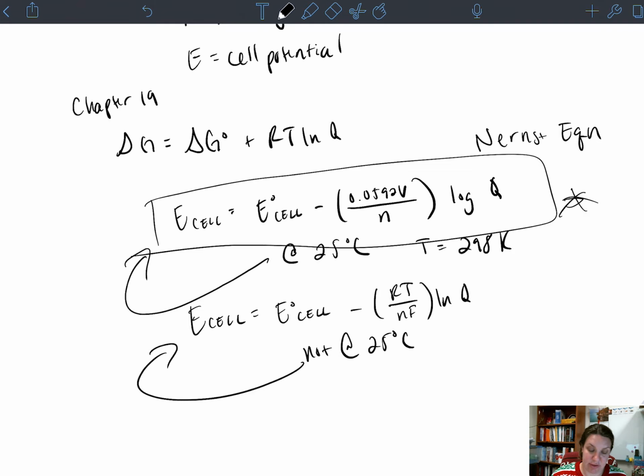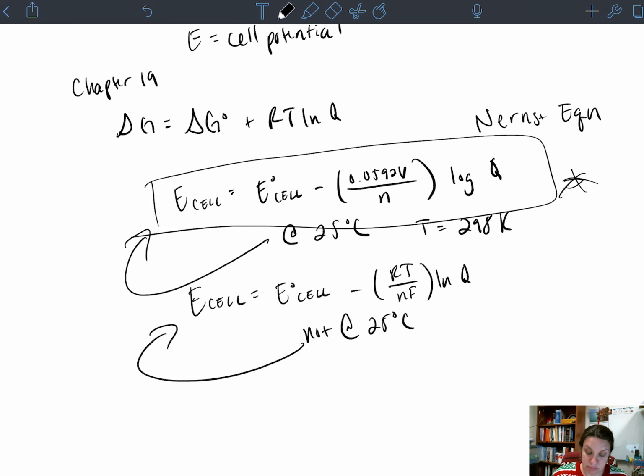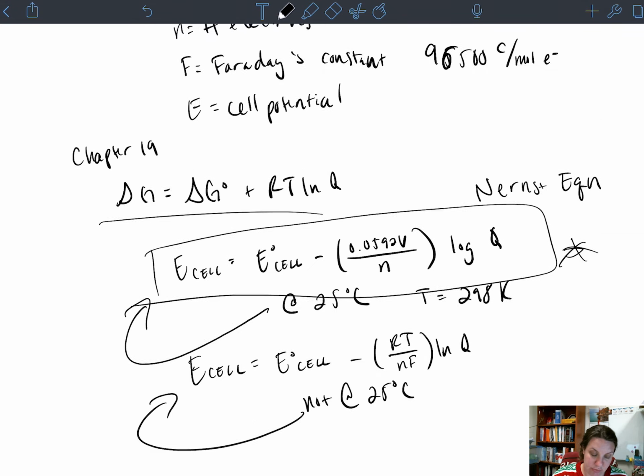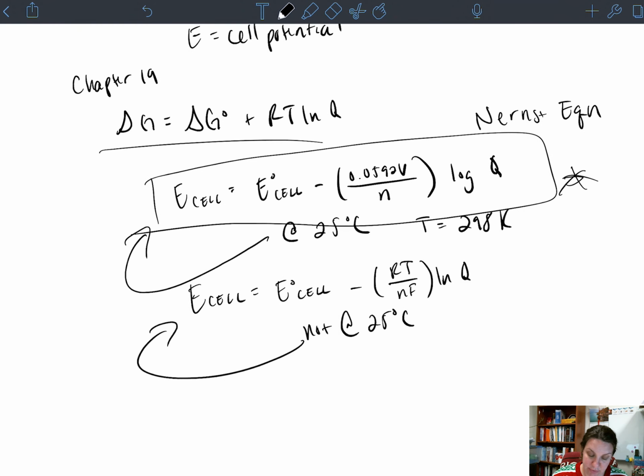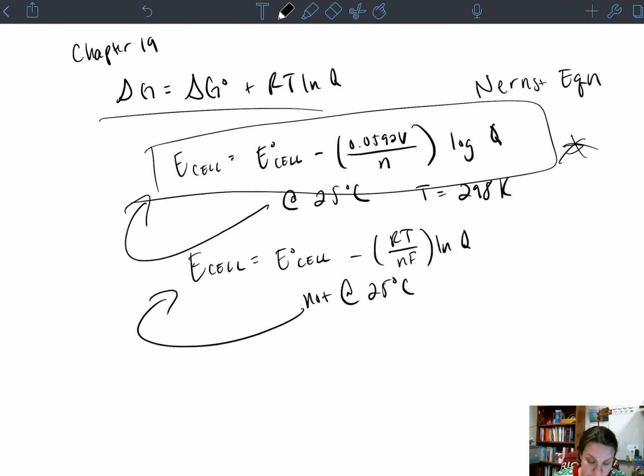Okay, next, after we look at the Nernst equation, using these two ideas, solving for our E cell at non-standard conditions using our standard E cell, we can also look at a battery.